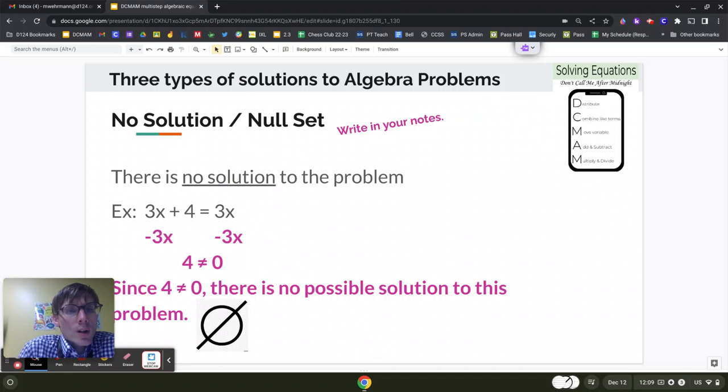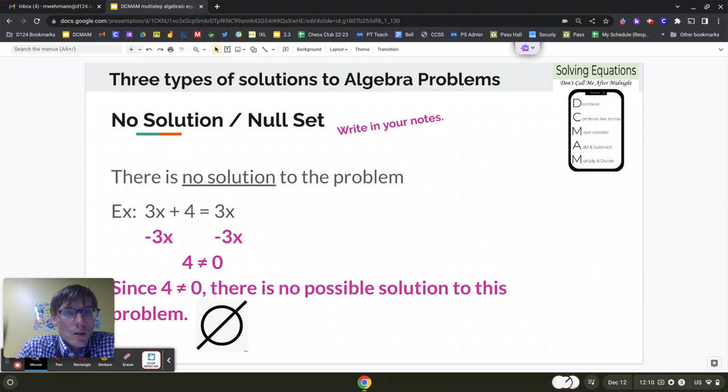And then we're left with 4 on one side and 0 on the other. And so we know 4 does not equal 0. We're left with 4 and 0. There is no possible solution to this problem. So for this, we would say there is no solution. The answer is null set, or we can write that symbol that means null set, that 0 with a line through it. Okay, that means there's no solution to the problem. Again, all this should be in your notes, this example problem, and everything you see on the page there.